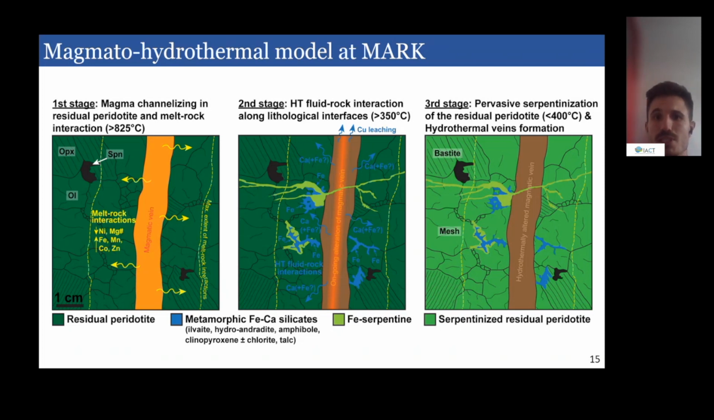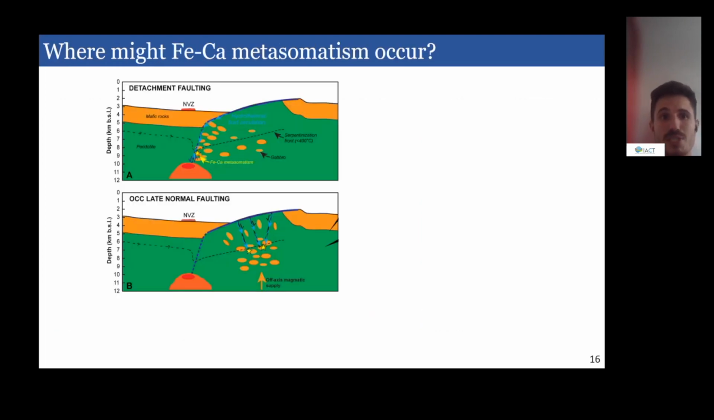And during this stage, both fluid-magmatic rock and fluid-mantle rock interaction led to the formation of hydrothermal veins rich in sulfur and in metals in the serpentinized peridotite. So if we try now to zoom out a bit more and to think about where this deep-seated hydrothermal process and iron-calcium metasomatism might occur in present-day systems, we have actually two different configurations where I think it could occur.